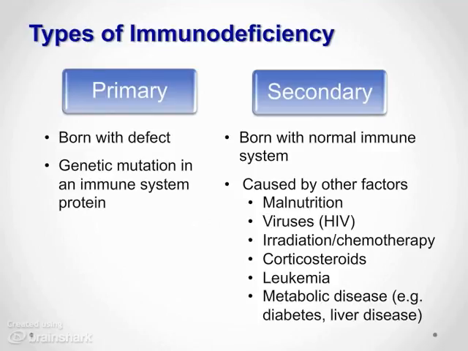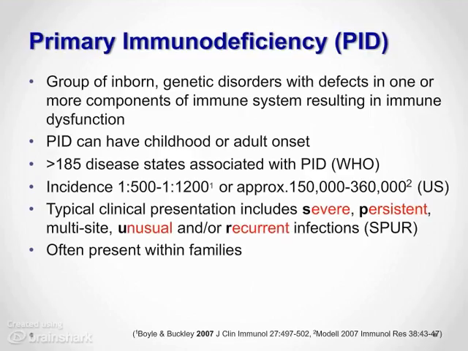Immunodeficiencies can be grouped into two major classes: those that are inborn and caused by a genetic mutation, called primary immunodeficiencies, versus those patients that were born with normal immune systems, but immune deficiency develops later due to factors such as malnutrition, chemotherapy, leukemia, etc. My talk today is going to focus on the primary immunodeficiency diseases.